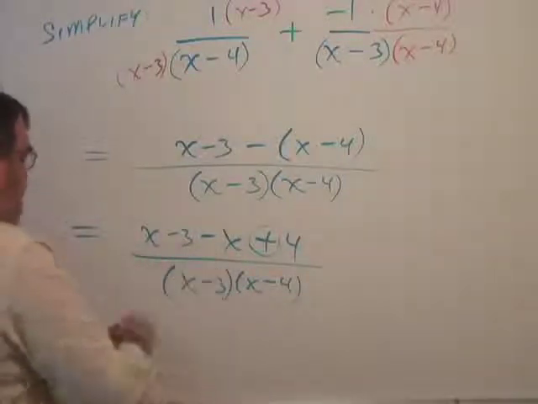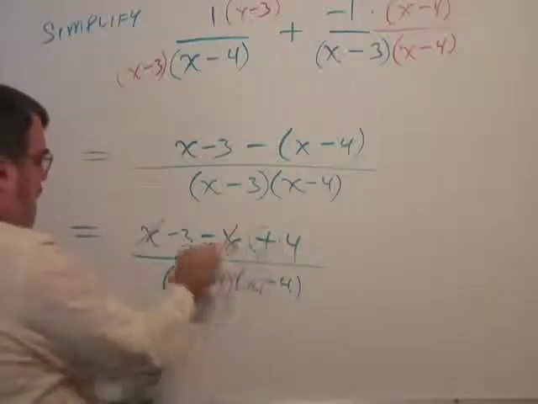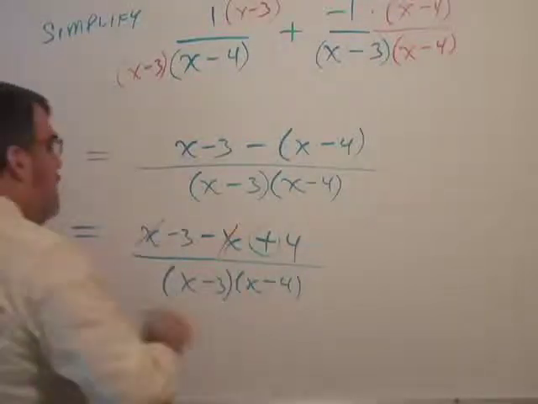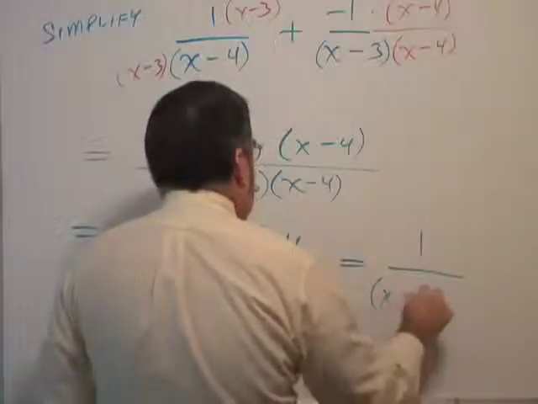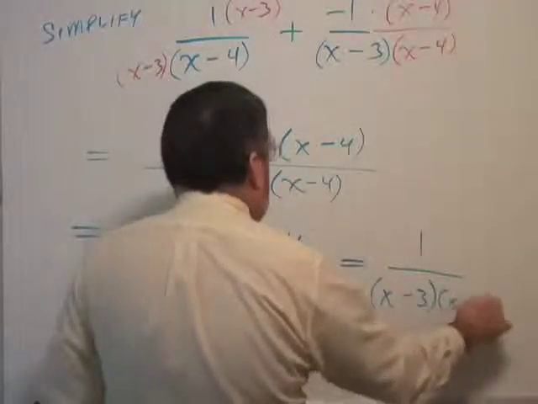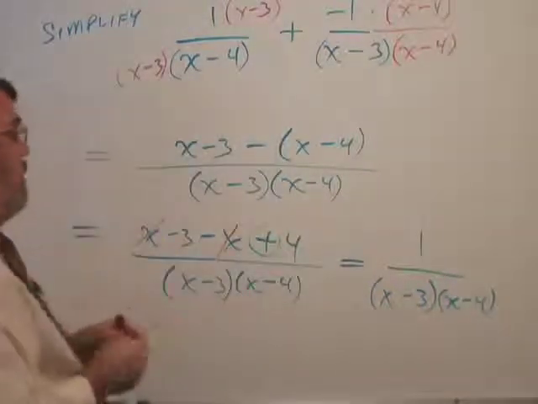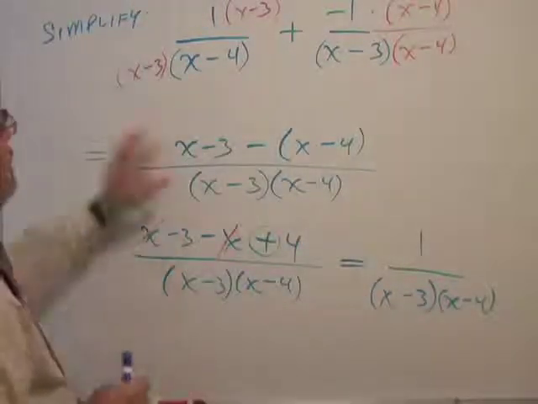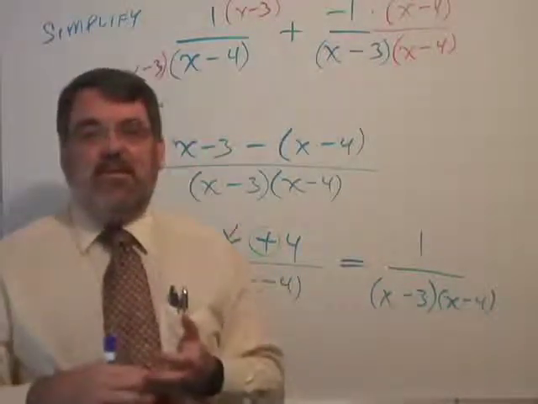x and minus x are going to cancel off, and I have positive 4 and minus 3 makes a positive 1. So I end up with 1 over x minus 3, x minus 4. So there we go. Be careful with the distribution. That's probably the biggest error people make.